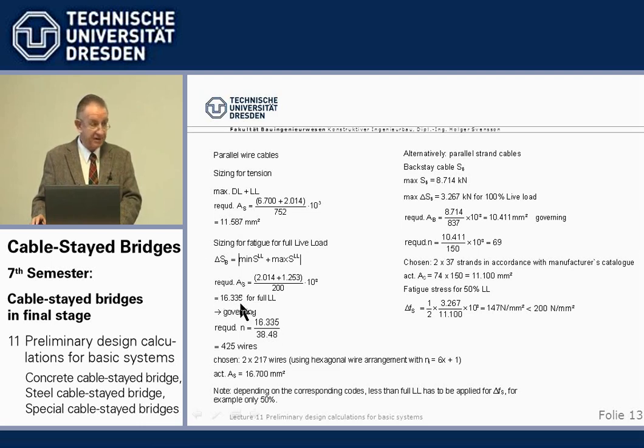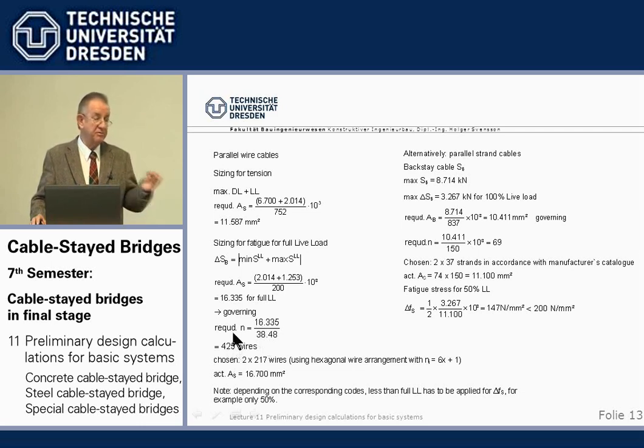In this case, I've just made it as an example. Fatigue would be governing. We need 16,000. Normally, this will not be the case because I have used the full live load. However, in reality, we only use 50% of the live load for the fatigue range, but these would be the two possibilities. Now, if we have the 16,000 something square millimeters required, we divide by the area of one 7 millimeter wire, and we need 425.